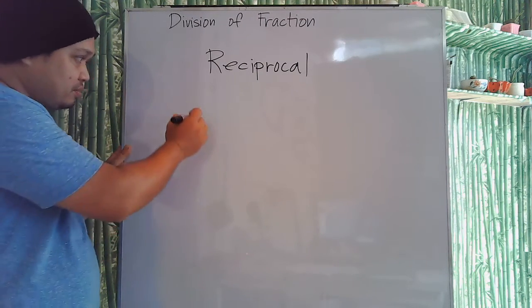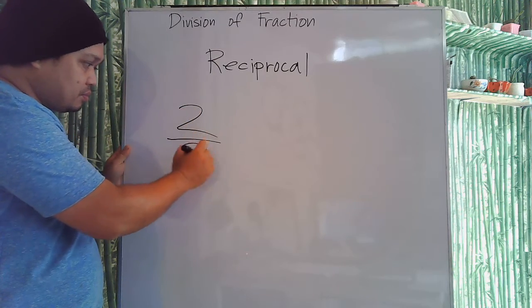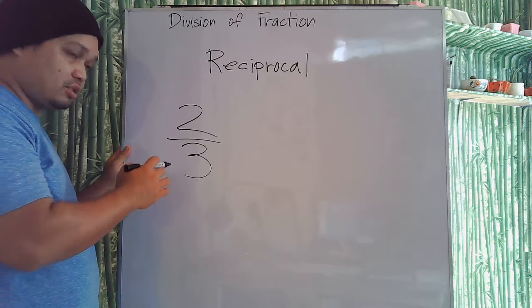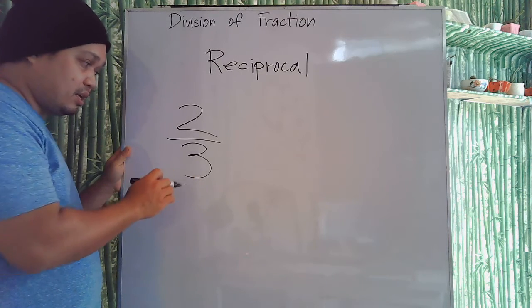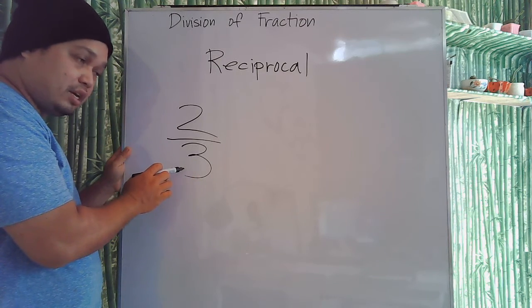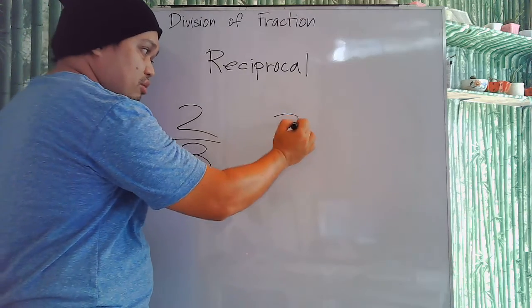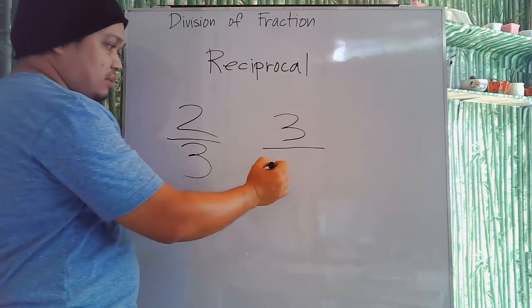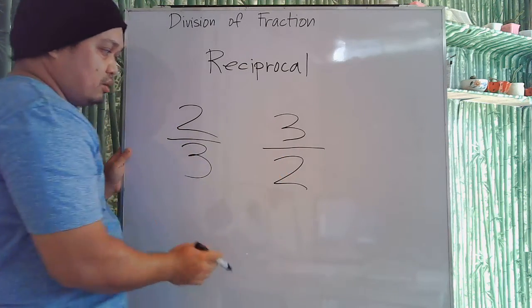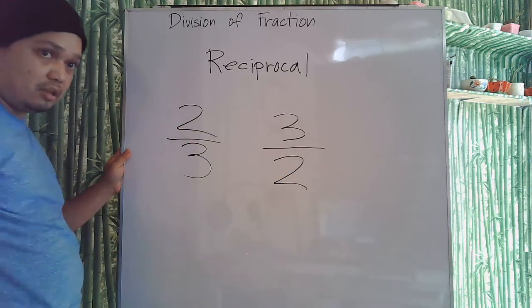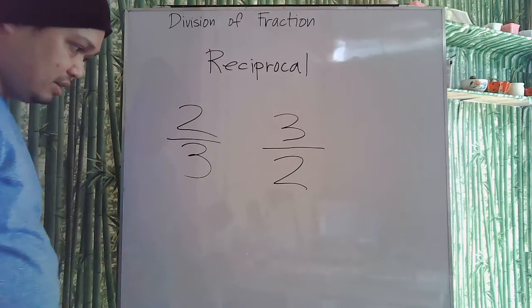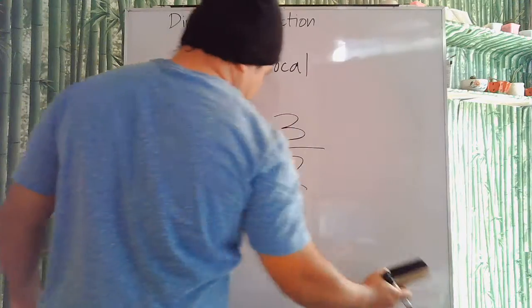For example, 2 thirds. Now what is the reciprocal of 2 thirds? Let's invert them. The denominator here will become the numerator, and the numerator here will become its denominator. We just invert the fraction, and that is the reciprocal.